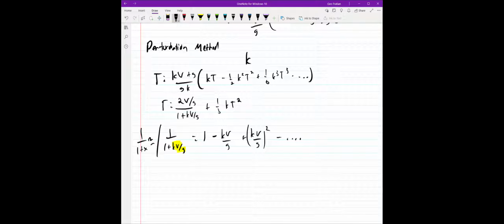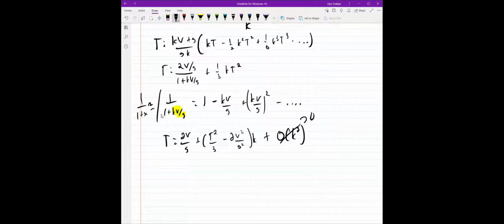Okay, that means we can rewrite our equation after our expansion as 2v over g plus t squared over 3 minus 2v squared over g squared k plus some correction of order k squared. And basically almost always you just neglect this because we're just doing it to first order. So we can basically now calculate t when k is equal to 0.